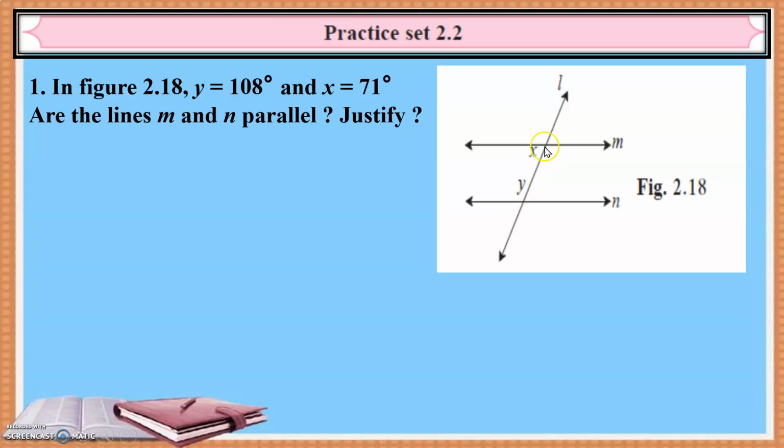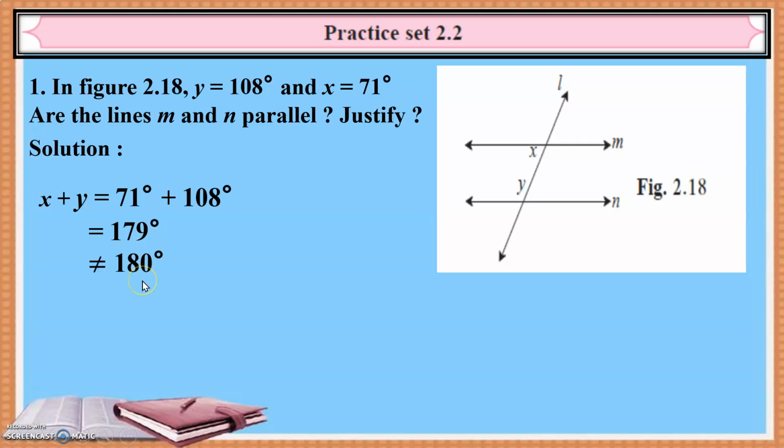They are interior angles because they are on the same side of the transversal in between lines M and N. So in order to prove that the lines are parallel, we'll have to find a relation between them. That is, these interior angles, if the sum of these two will be 180 degrees, it will be parallel. If it is not 180 degrees, it will not be parallel. So let's start with the solution. That is, x plus y will be equal to 71 degrees plus 108 degrees, which is equal to 179 degrees. That means it is not equal to 180 degrees.